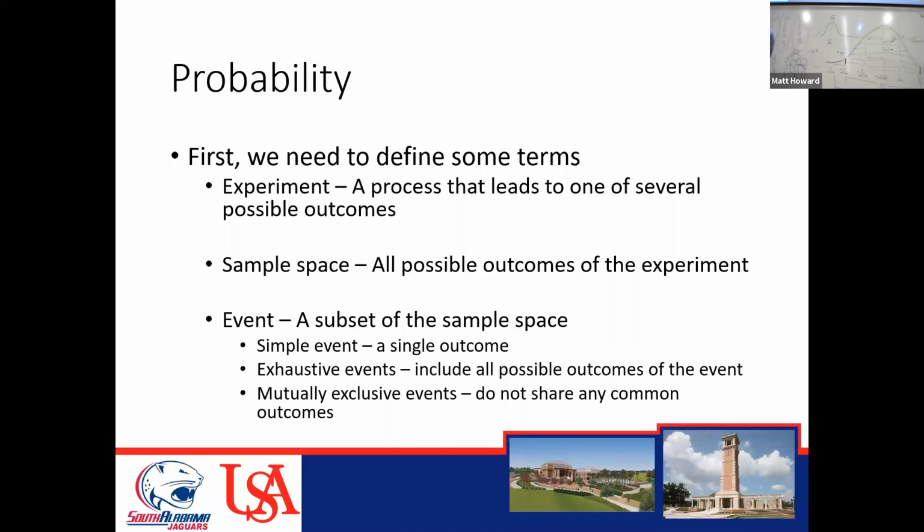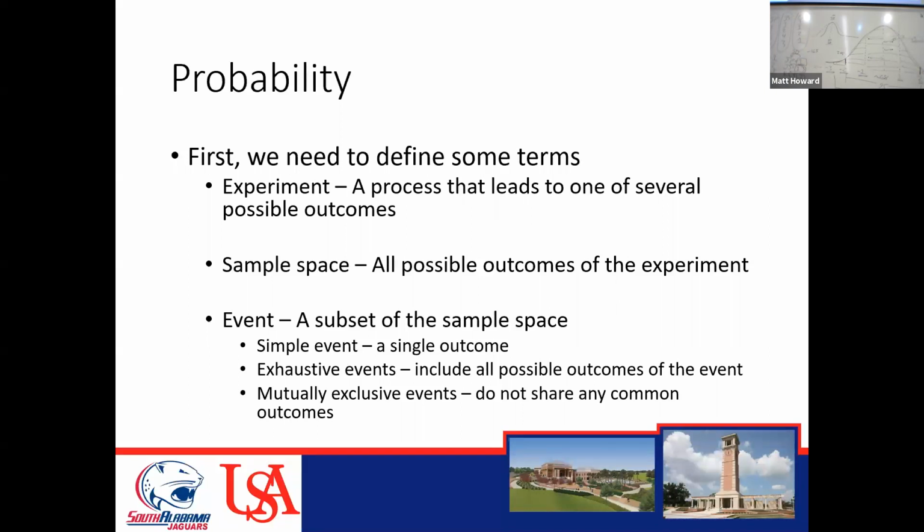And then the last one I want to talk about is mutually exclusive events. Mutually exclusive events do not share any common outcomes. So this would be, once again, rolling a dice. If you roll a 1, that means you cannot roll a 2, 3, 4, 5, or 6. So they are mutually exclusive.